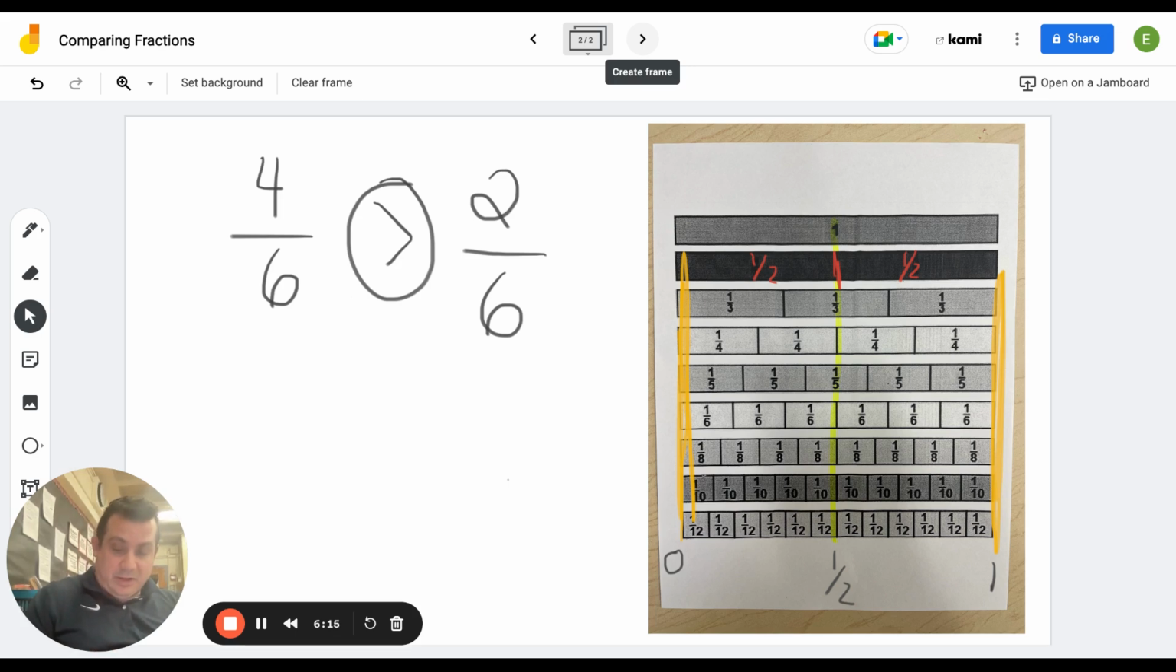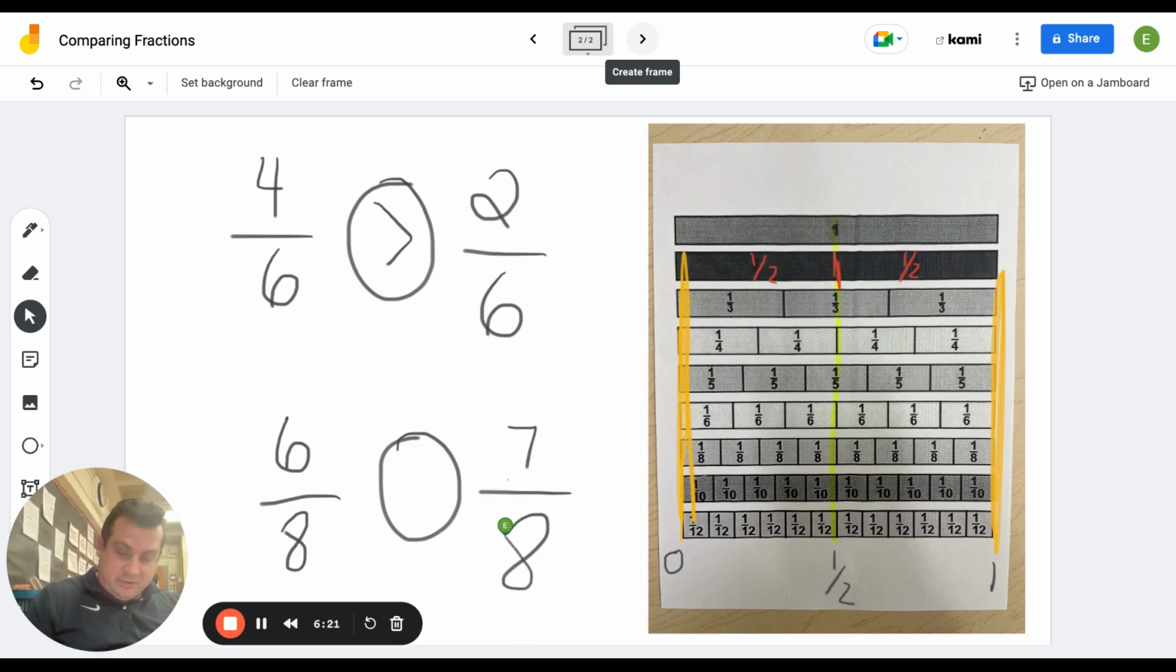So if I was comparing here 6/8 compared to 7/8, which fraction is greater? Well, I know they both have 8 as the denominator, so the size of the piece is exactly the same. So then we could look at the numerator, and 7/8 is greater than 6/8. So this is when you're comparing numerators because your denominators are the same. All right, so I'm going to clear that.